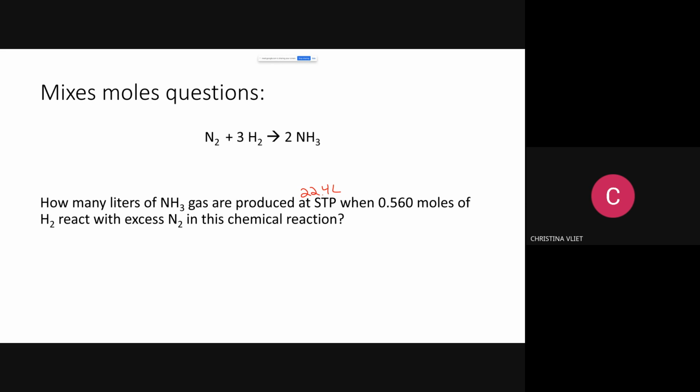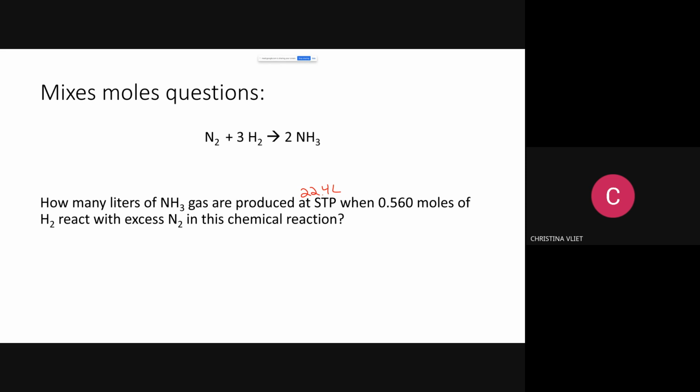Are they ever going to ask us for something like this, not at STP? Yes, that's called the ideal gas equation. Is that going to be for our class? That would not be in the pre-ACE curriculum. Perfect, that's all I care about. Non-standard temperatures is something addressed, but not in this course.